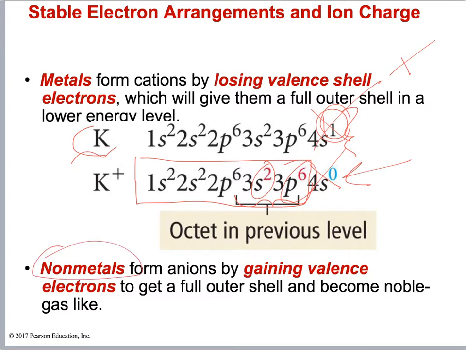Nonmetals to the right of the stair step have a high electronegativity, which means they have a strong attraction for extra electrons. So nonmetals will tend to be electron acceptors, or gain extra electrons, to become anions. But if you look at the electron configuration for anions, you will see that they also are noble gas-like in their configuration.